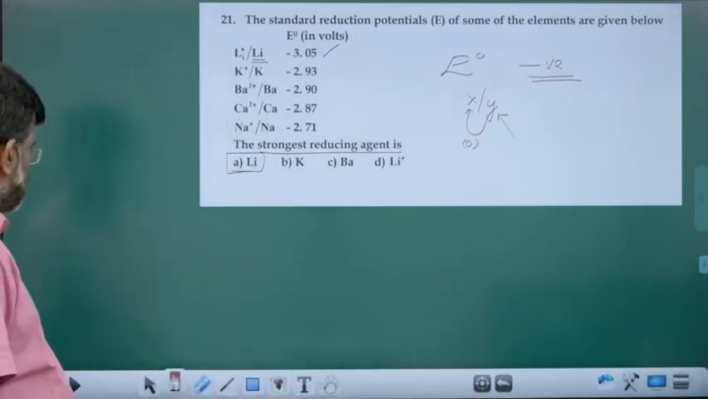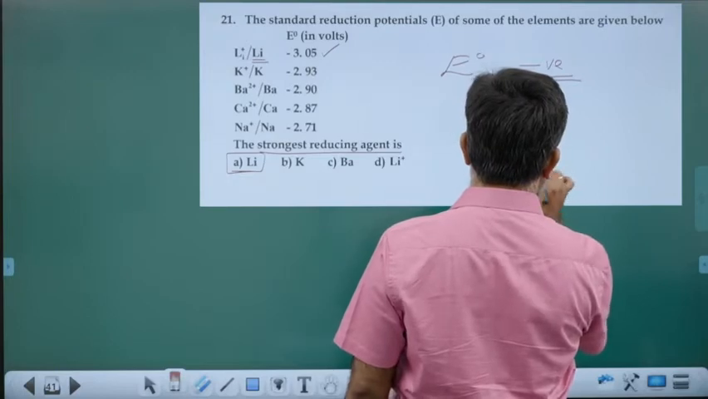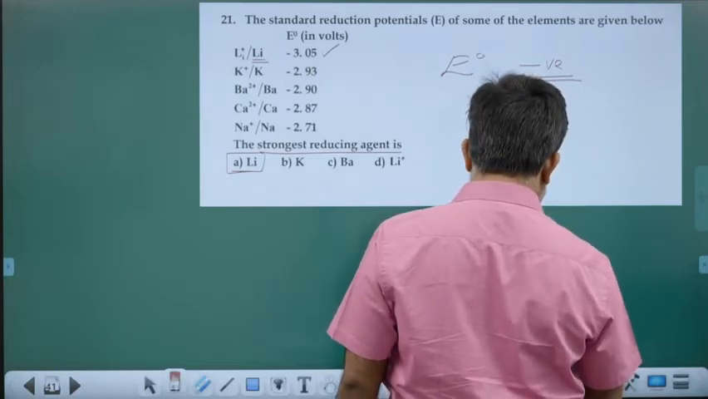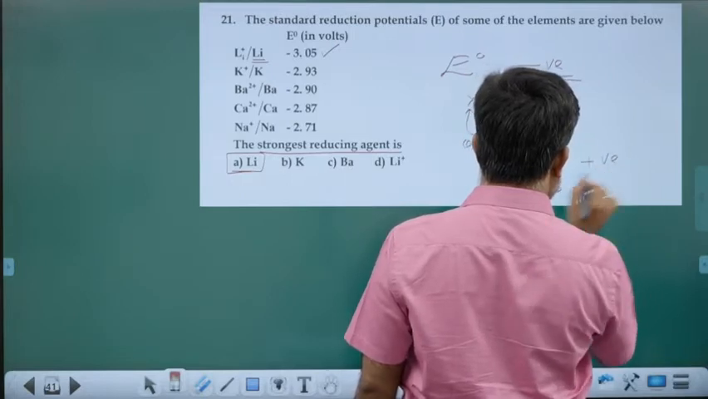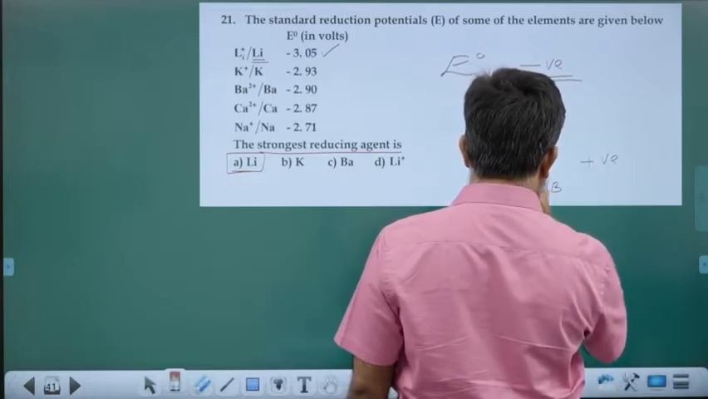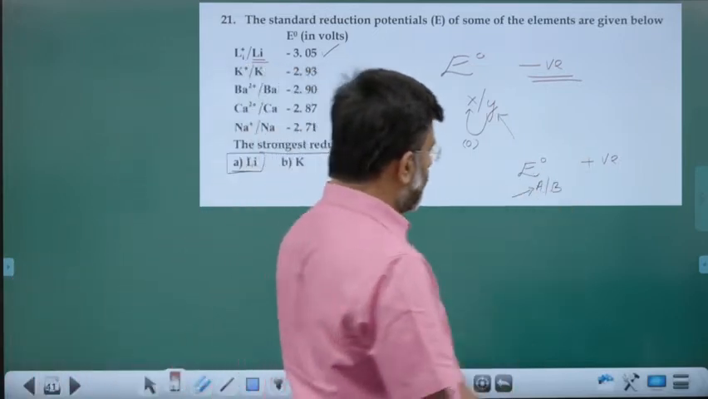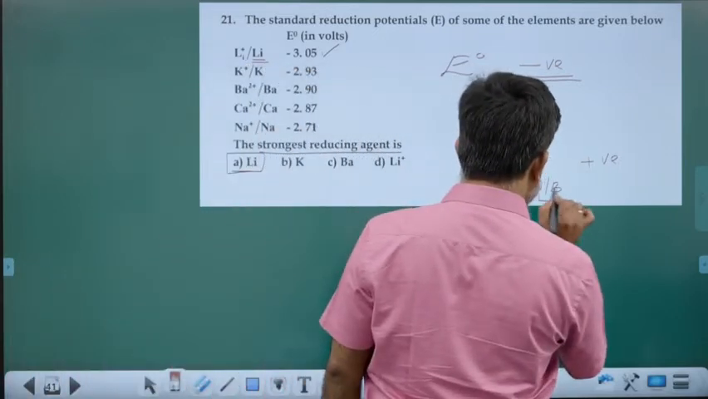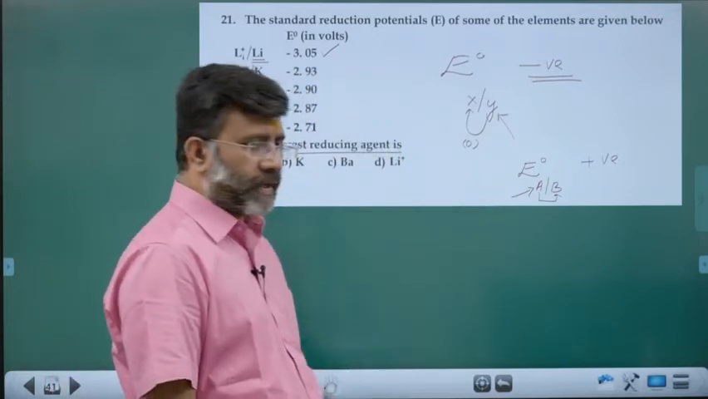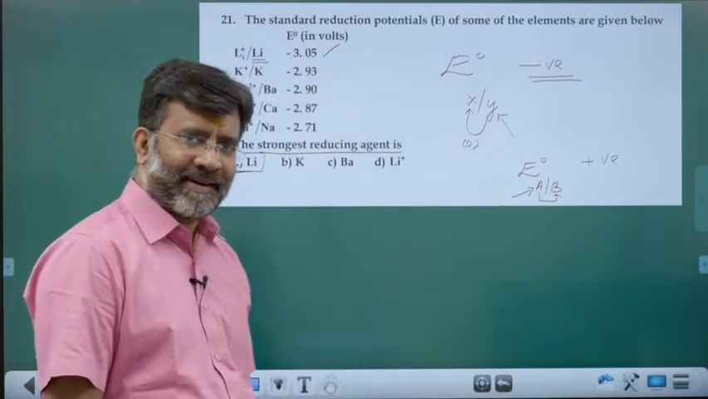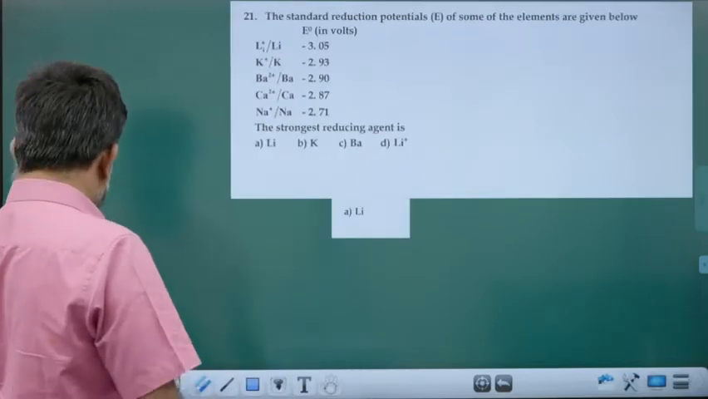Next. Suppose you are investigating for a strong oxidizing agent. You take E0 of, say, A bar B, go for a high positive value and your answer will be A, because a high positive value means this is easily reduced. So therefore this is a good oxidizing agent. Right? Next. Answer is lithium.